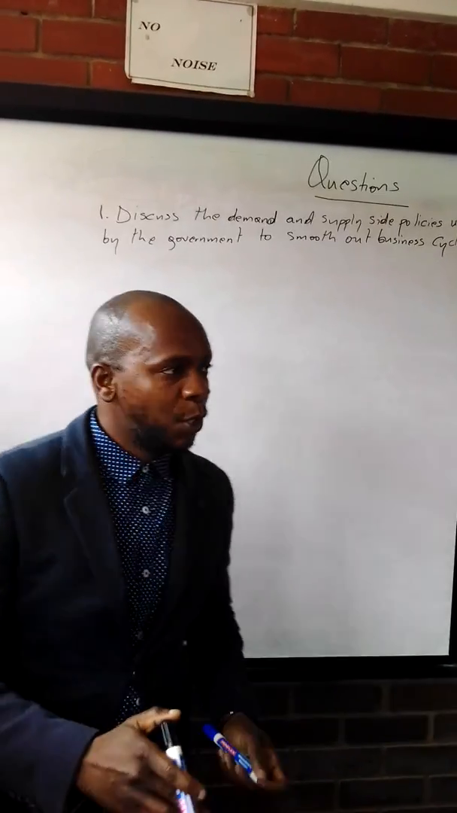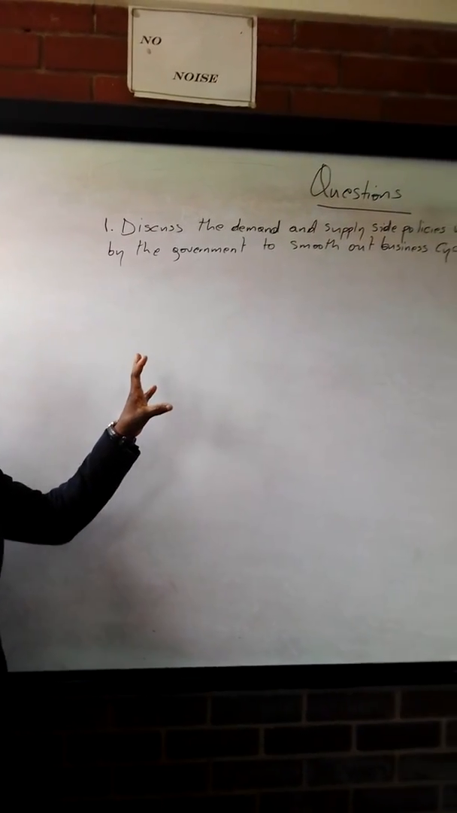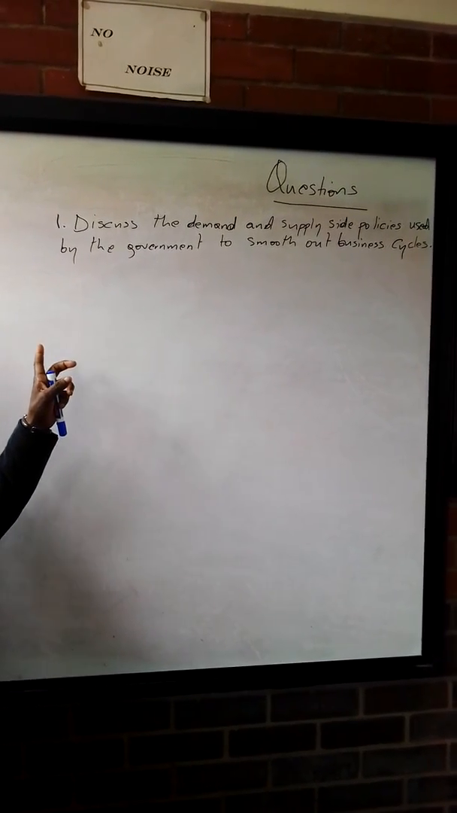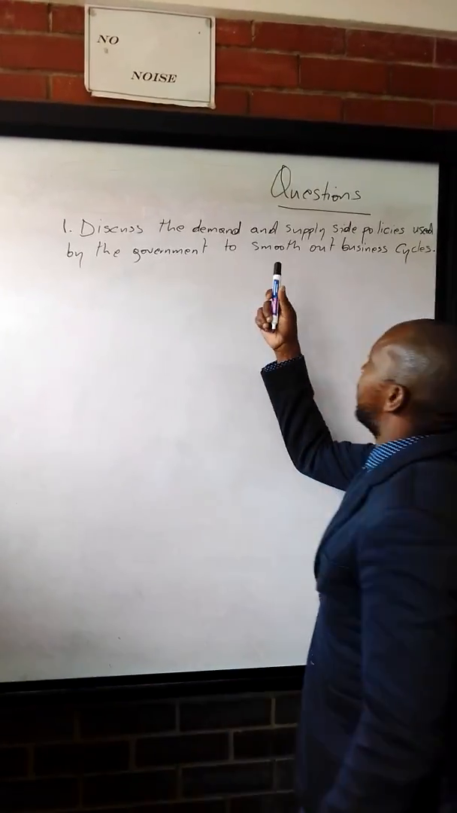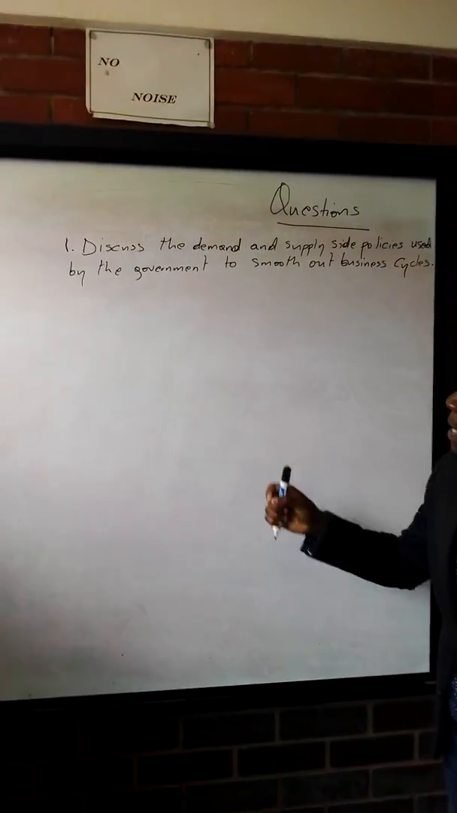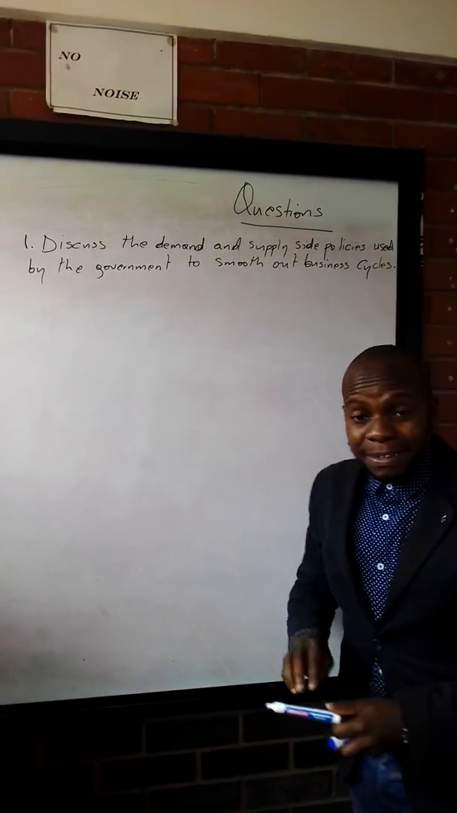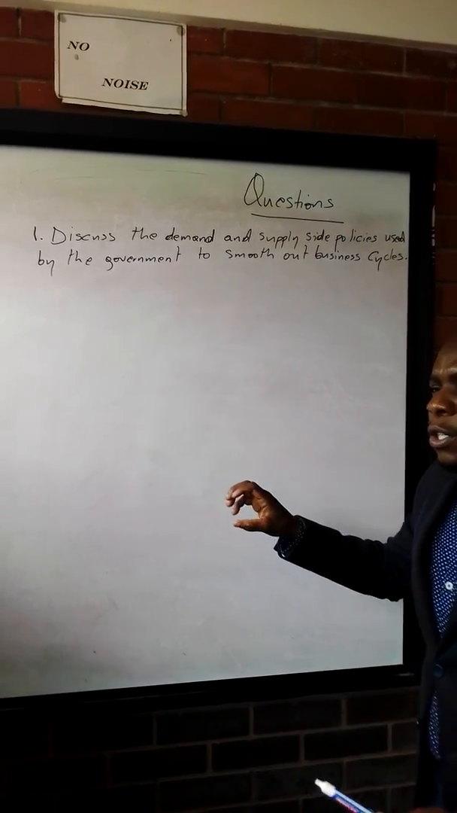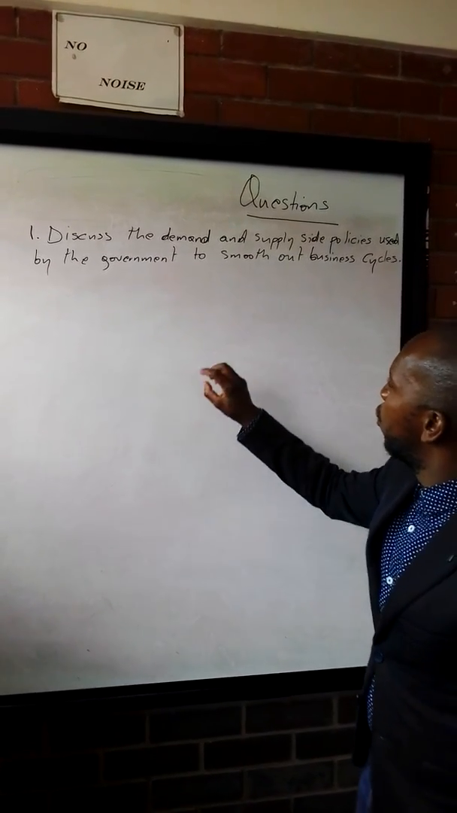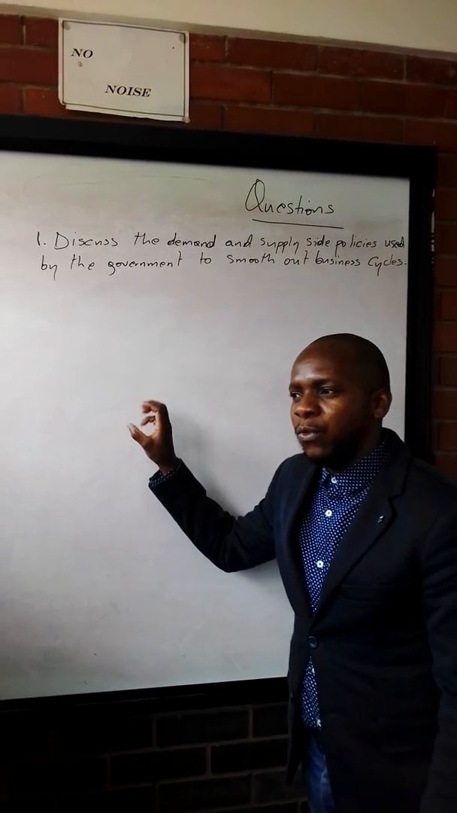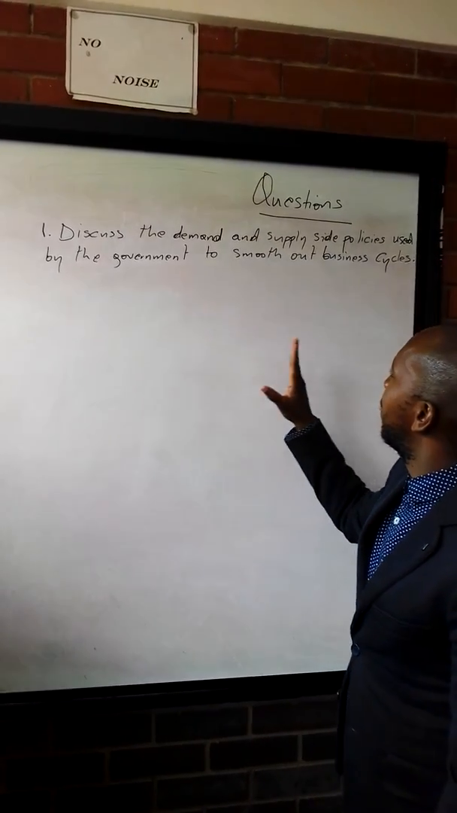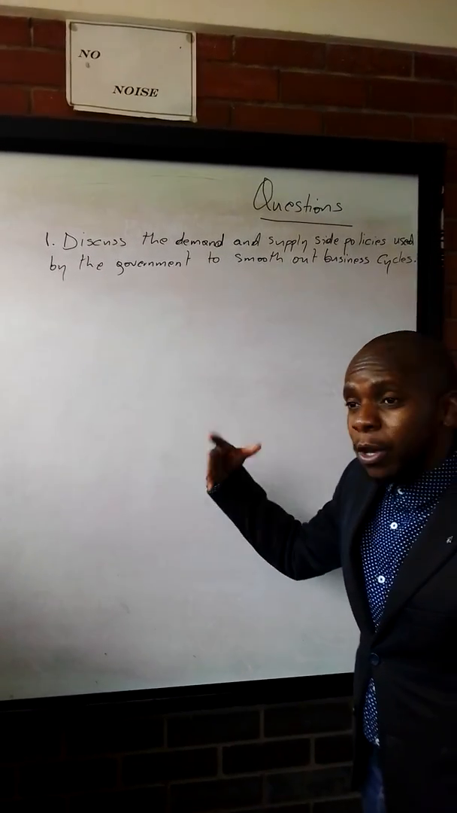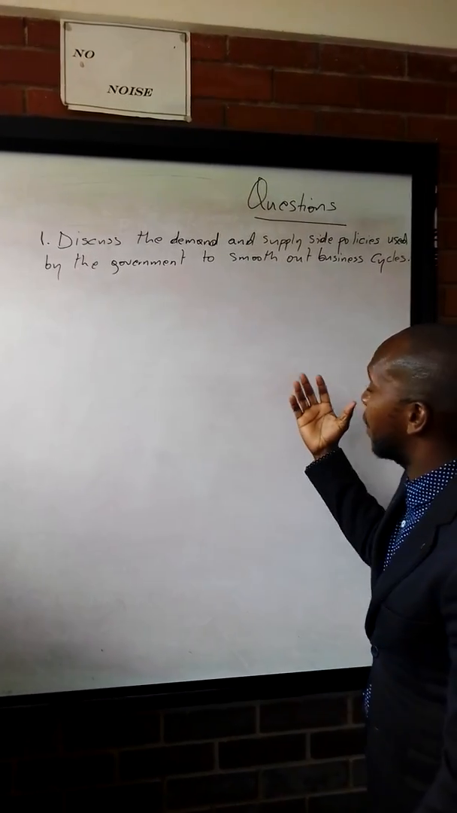Grade 12, in this video we are going to answer the questions that might come out in your exam. Here is the question that says, discuss the demand and supply side policies used by the government to smooth out business cycles. What I'm expected to do there, you only need that fundamental knowledge of your AD, of your aggregate demand, and the knowledge of the aggregate supply. So basically you are using the demand side approach and the supply side approach.